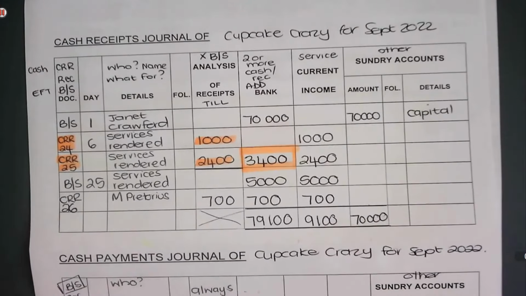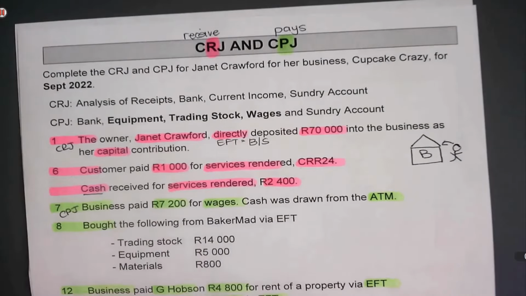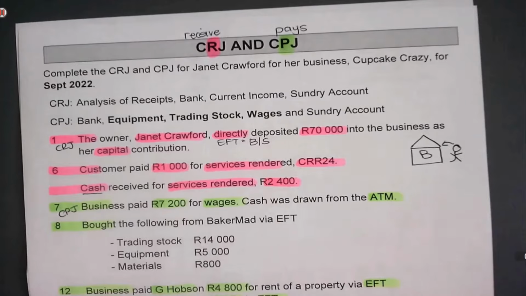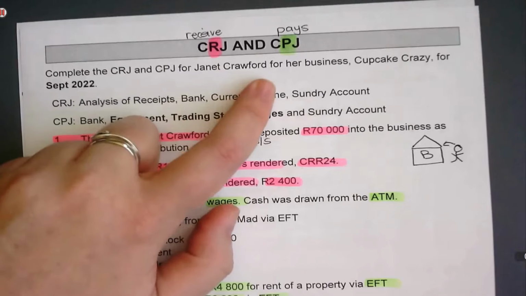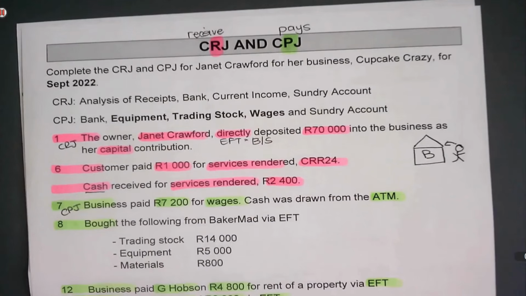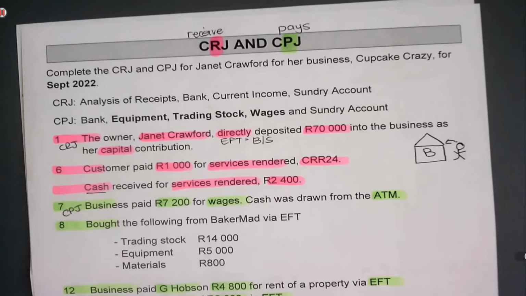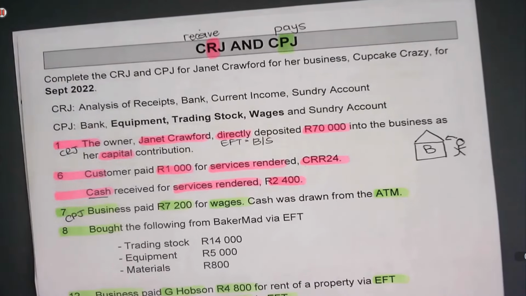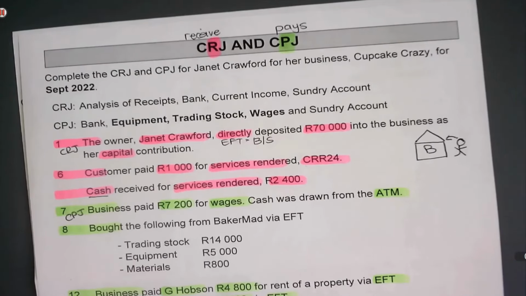And read through the question carefully. And as I've suggested before, make sure that you just imagine yourself as Janet Crawford who owns Cupcake Crazy. Read the questions carefully and then think, am I, as the owner Janet Crawford, receiving money? Then it's a CRJ. Or am I paying for something? Then it's a CPJ. And I hope this helped.